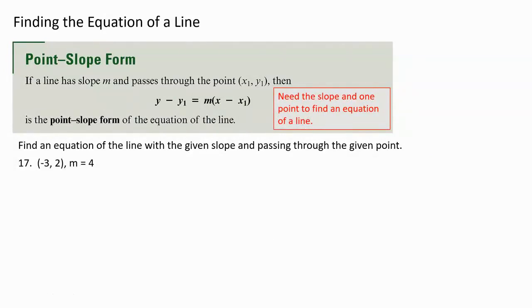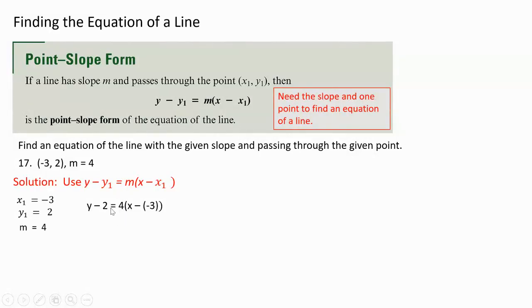Now this is the point-slope form, which is y minus y1 equals m times (x minus x1). You need the slope and one point to find an equation of a line. So here they give you a point and a slope. Let's put this point-slope form into action. We know that x1 is negative 3, y1 is 2, and my slope is 4. So all we do is plug them into the formula. My y1 is 2, my slope is 4, and my x1 is negative 3.